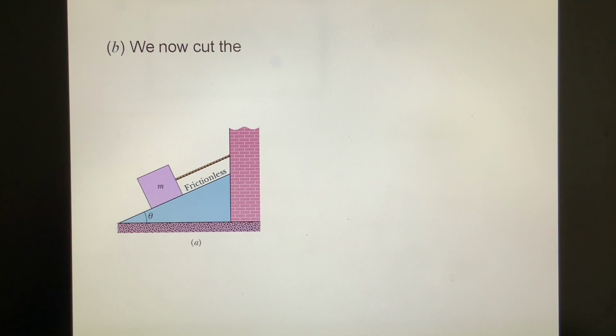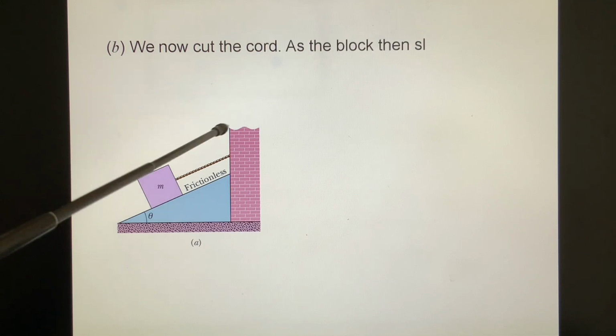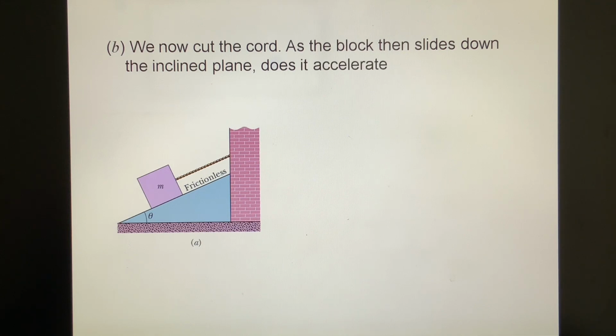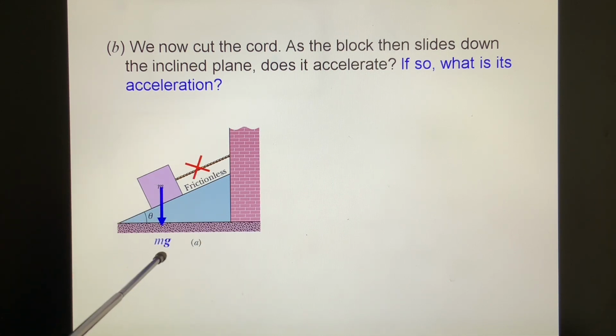Question B. Now we cut the cord. As the block then slides down the inclined plane, does it accelerate? If so, what is its acceleration? When we cut the cord, we see how many forces are acting on it. This is the gravitational force and a normal force. So only two forces are acting on it.